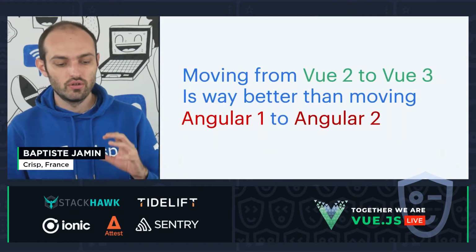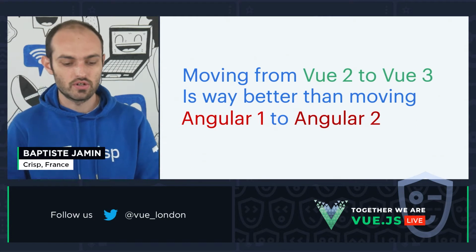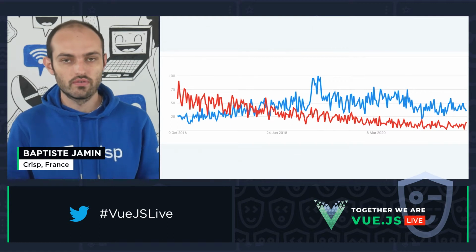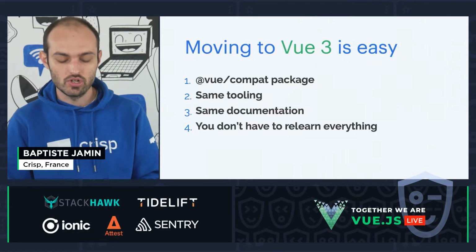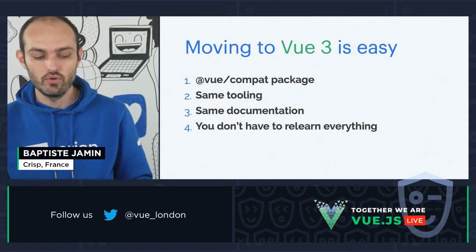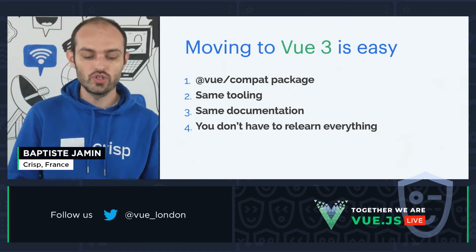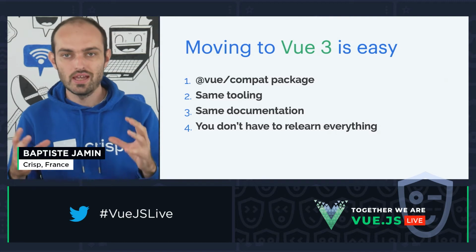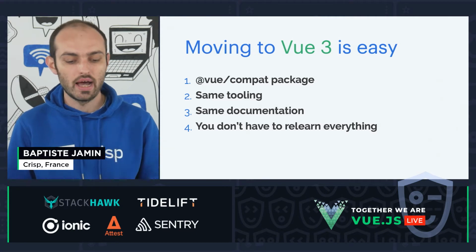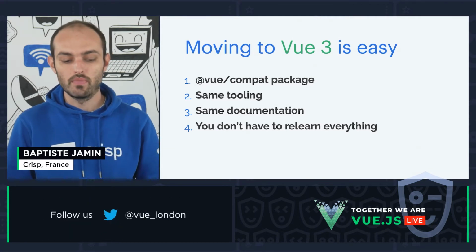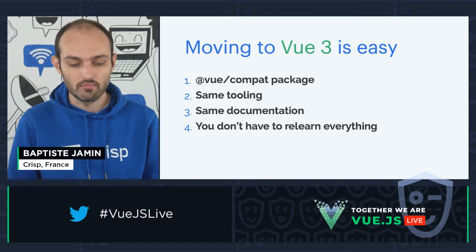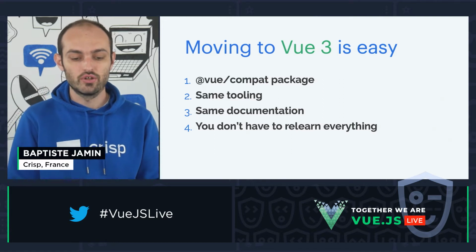Moving to Vue 3 is not this kind of situation because Vue 3 is a simple migration. A reason for that is the Vue Compat package, which allows you to use Vue 2 code along with a Vue 3 codebase. Also, Vue 3 allows you to use the same tooling, so you can use the same Vue CLI with the same Webpack. Vue 3 also has similar documentation. And finally, you don't need to relearn everything because Vue 3 is really similar to Vue 2.